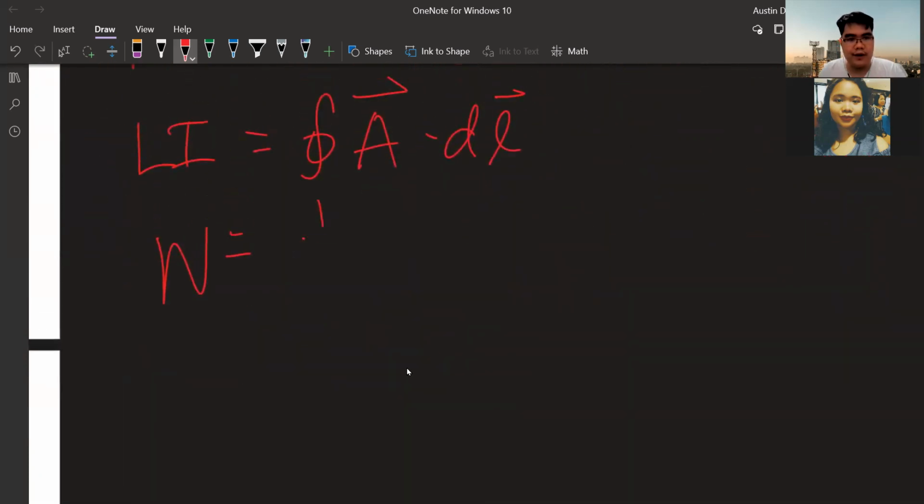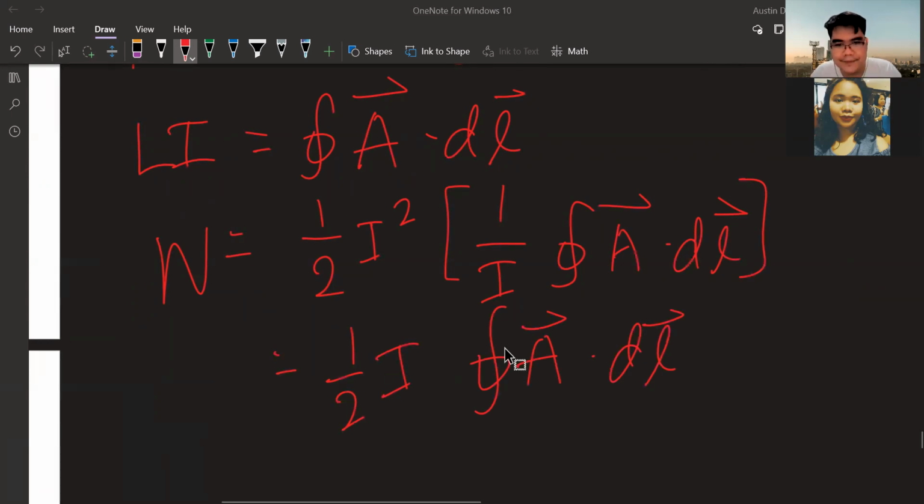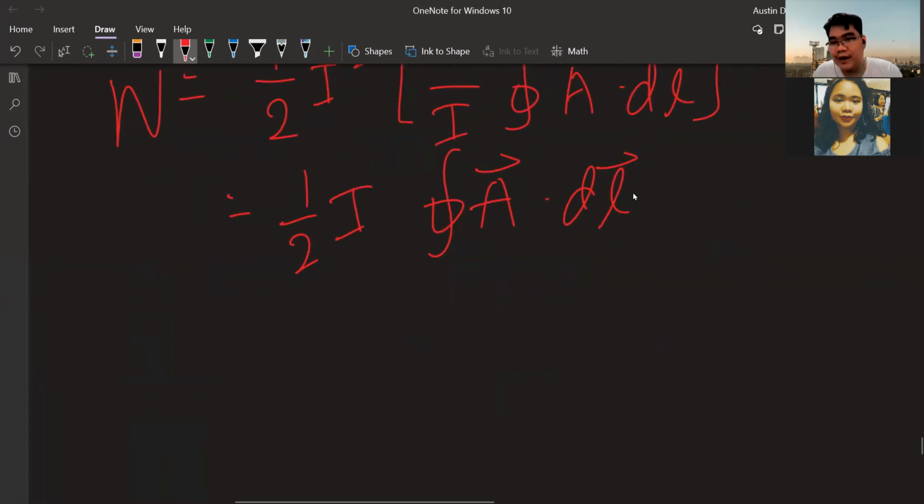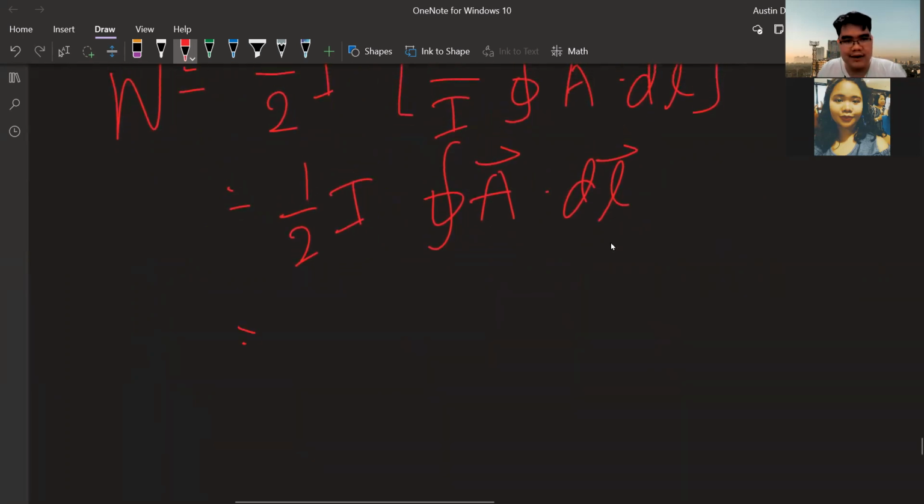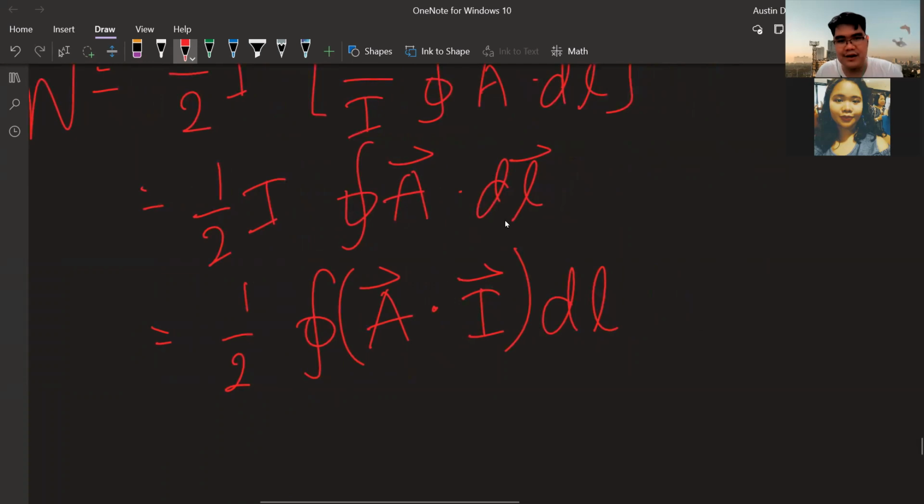Plug in ko si L. So we have 1 over 2 I squared times 1 over I integral of A dotted with dl. Okay, cancel yung I, 1/2 I na lang. Nice. And then, yung dl ko, di ba dyan nagpo-flow yung current? Di ba? So, I can write this down as the integral of the dot product of A and I, then dl na lang ito. Kasi yung direction naman ng I ko would be on the direction of dl. So, I can do this. Okay? It simplifies to this.